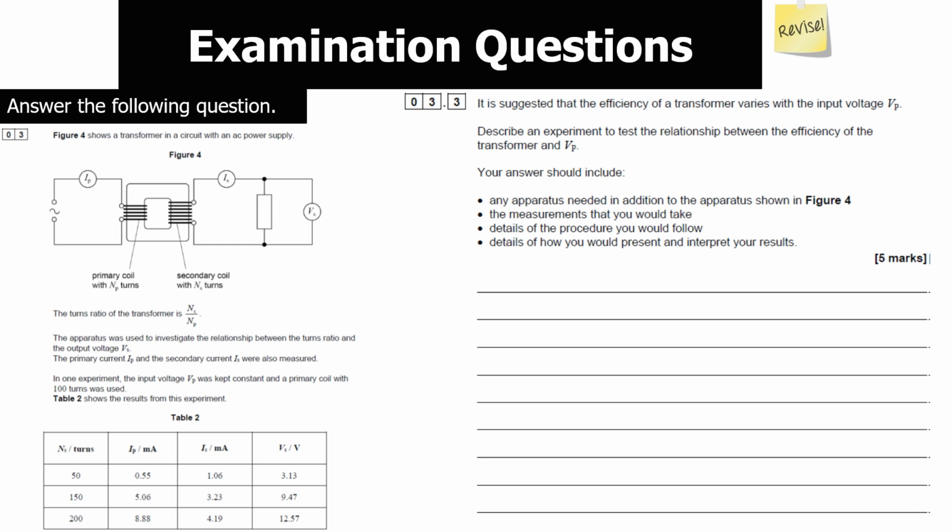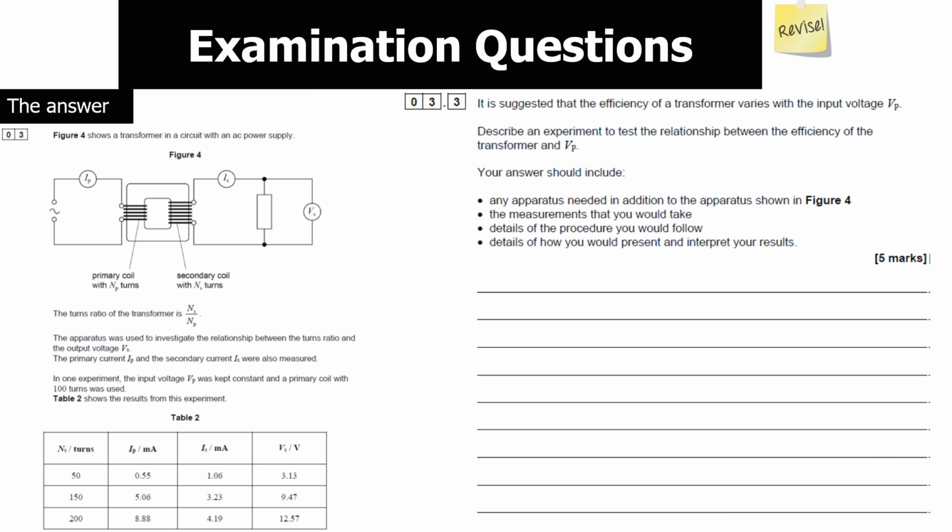Describe an experiment to test the relationship between the efficiency of a transformer and Vp. So your answer should include any apparatus needed in addition to the apparatus shown on figure 4, the measurements that you would take, the details of the procedure you would follow, and the details of how you will present and interpret your results. So pause the video now, then unpause the video when you want to go through your answer.